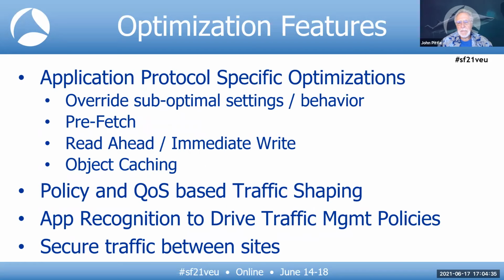There's also some features around application protocols. So we talked about TCP and transport, but there's also some very specific optimizations for specific protocols, like being able to prefetch or change some behaviors at the negotiated protocol settings. For example, with HTTP, if one end says close the connection at the end of this request, we're able to override that to say, actually keep the connection open.